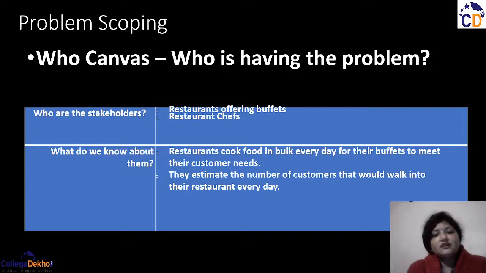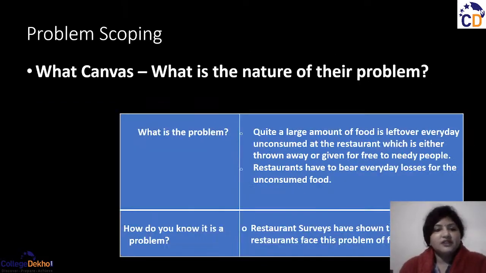We have seen that in the given scenario, the problem is the daily leftover food. So who are the stakeholders? The restaurants offering buffets, or restaurant chefs, are facing the problem. What do we know about them? Restaurants cook food in bulk every day for their buffets to meet their customer needs. They estimate the number of customers that would walk into their restaurant every day, but at the end of the day they are facing the problem.